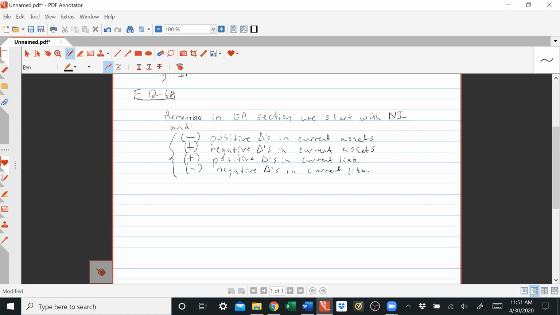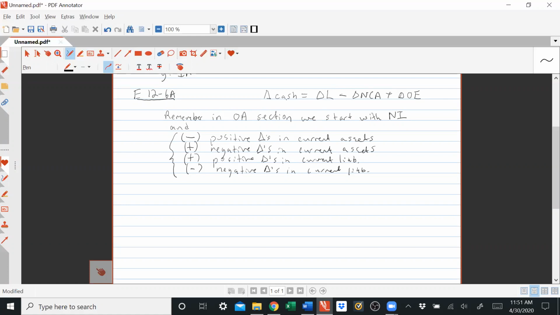Why are these the rules? It all has to do with, if you recall from last time, we could take the accounting equation and we can simplify it down to the change in cash equals the change in liabilities minus the change in non-cash assets plus the change in owner's equity.